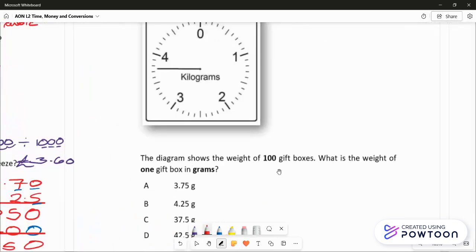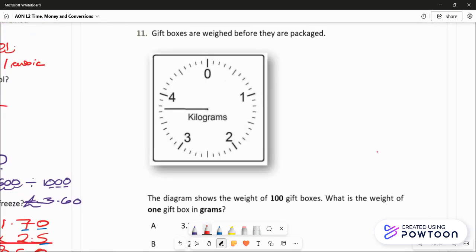Okay, one more. So gift boxes away before they are packaged. This diagram shows the weight of 100 gift boxes. So we want to find out the weight of 1 gift box in grams. So remember that 1 kilogram is 1,000 grams. Now, we look to see what it weighs in kilograms. So halfway there, between 3 and 4 is 3.5. And this is halfway again, so it's on 3.75 kilograms.